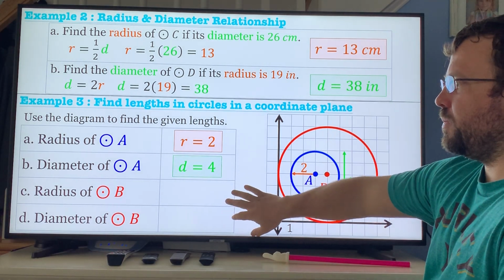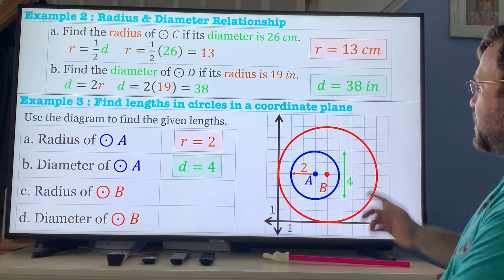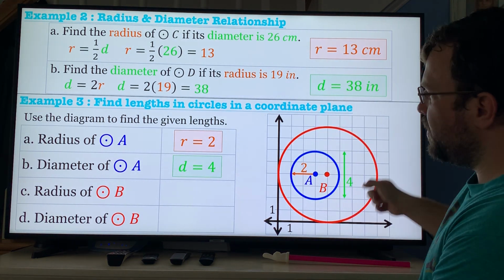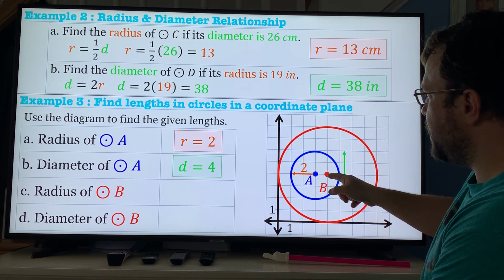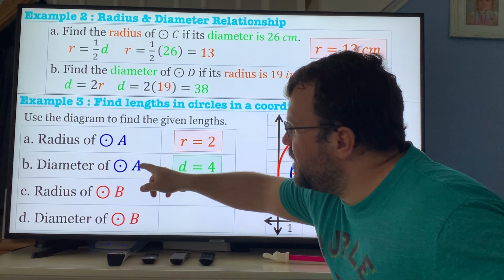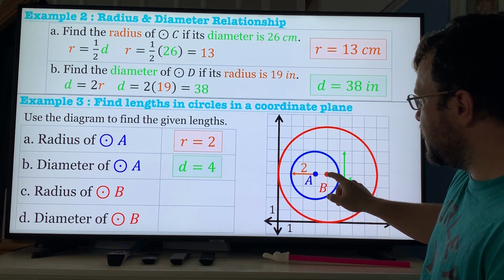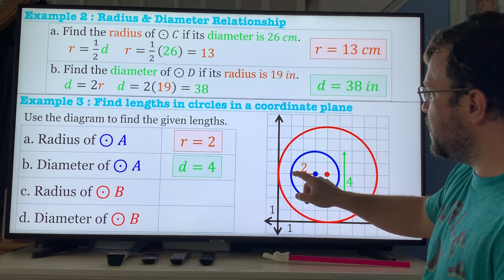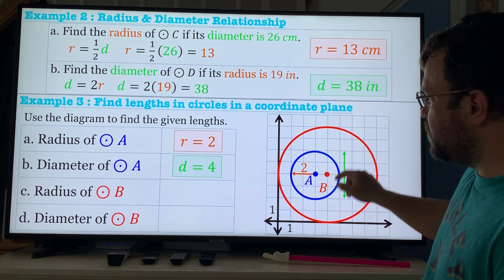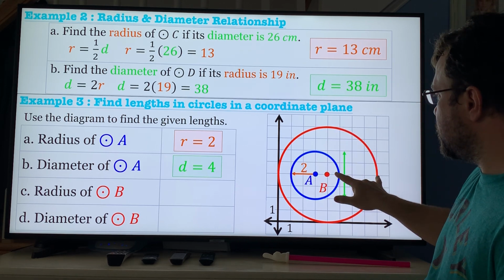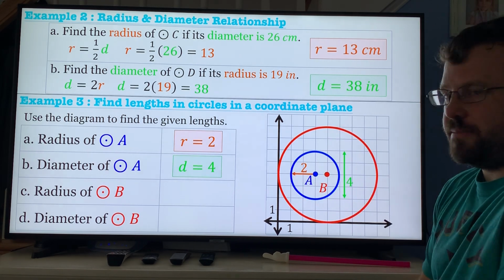So why don't you attempt problems C and D using the big circle B. Now the reason you can tell this is circle A and this is circle B is that this right here is your center point. As you can see, A is the same distance away here. B is 1 away from this side, 3 away from this side. That's why this wouldn't be circle B, but this would be circle B, because all the radii are the same.